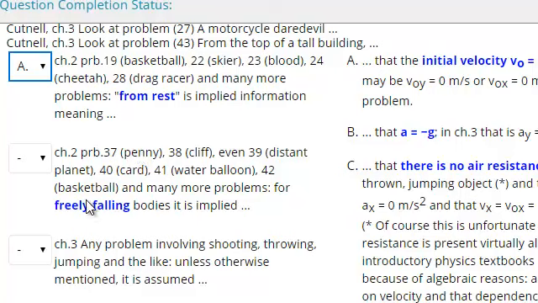For these kinds of problems, they say something about freely falling. Freely falling is something that we like to use in physics to say that something is just falling without air resistance, and just g, 9.80, is acting on the object.